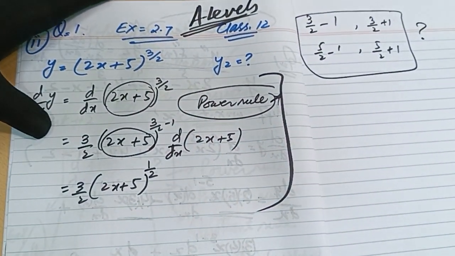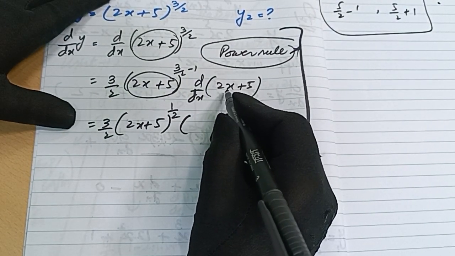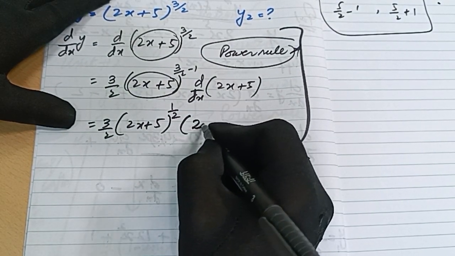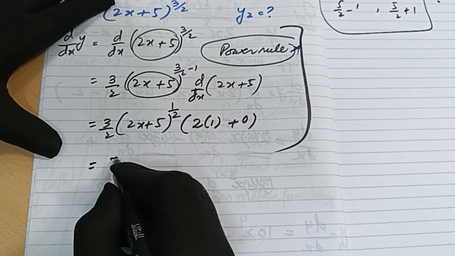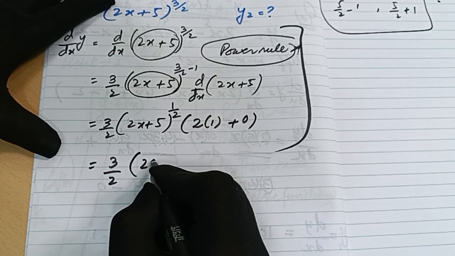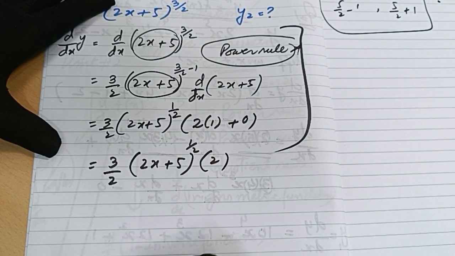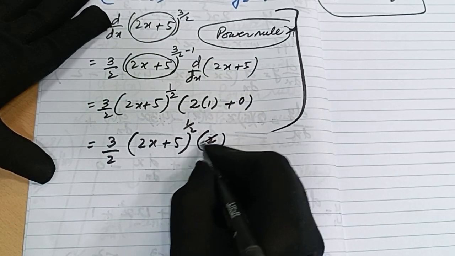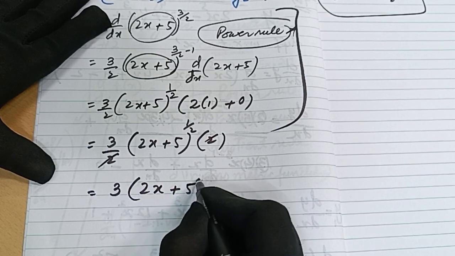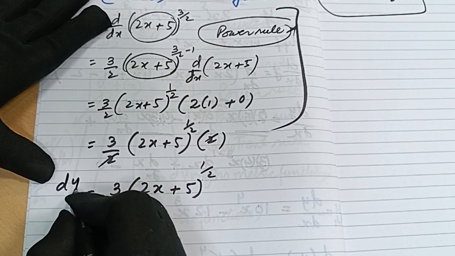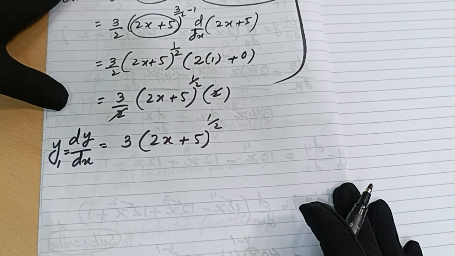And in class 12 also. Now the derivative of the first function: the derivative of 2x means 2 will remain as it is, the derivative of x is 1, and the derivative of the constant is 0. So this becomes 3 by 2, and the power becomes 1 by 2, and this function is 2. At this point this 2 can be cancelled with this 2, and our answer is left as 3 (2x plus 5) whole power 1 by 2. That is the first derivative, and the first derivative can be written as y1.